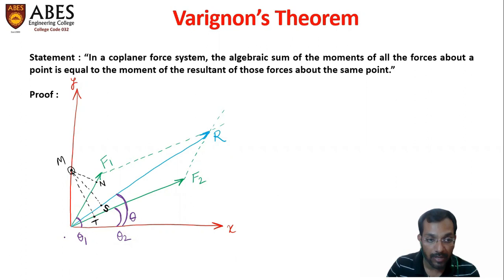Now consider this triangle. Suppose this is the origin O. Consider this triangle OMT. So this complete angle MOT is 90 minus θ2. Therefore, this angle becomes θ2, because we already know that these are the perpendiculars. So 90 minus θ2, 90, and this angle becomes θ2.